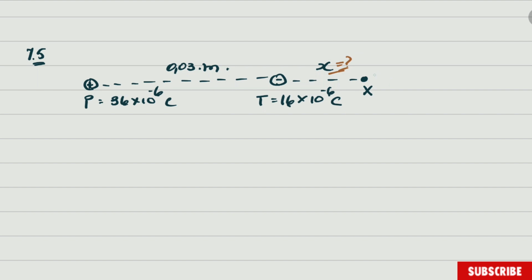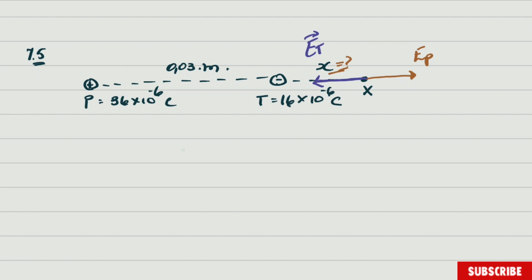Okay, let's redraw quickly the electric field. Now we are going to speak about the electric field. Due to P, the electric field is pointing to the right, because remember the test charge is always positive. I'm going to call this one EP. And then due to charge T, it's going to be to the left, same magnitude. Okay, so this one here will be ET. There we go. So now let's see how we calculate that distance there.